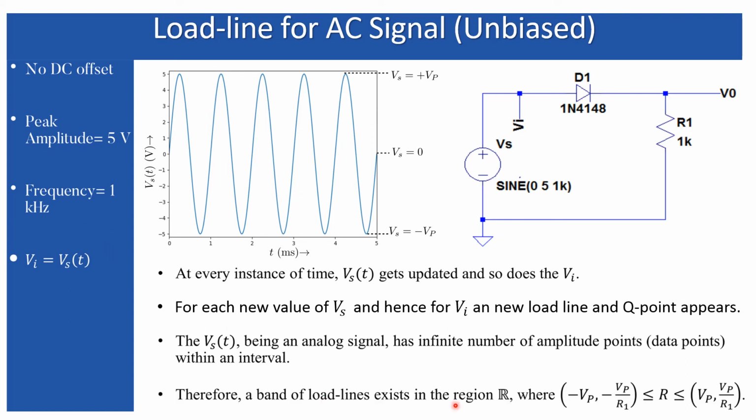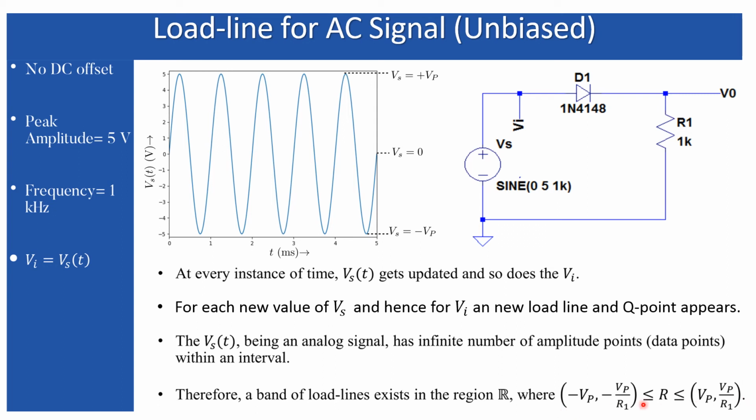As I just told, the two extreme load lines will be defined by these two levels. This is minus Vp, which is the intersection with the voltage axis on the negative side, and this is minus Vp by R1, which is the intersection with the current axis on the negative side. This is the intersection with the voltage axis on the positive side, and this is the intersection on the current axis at the positive side.